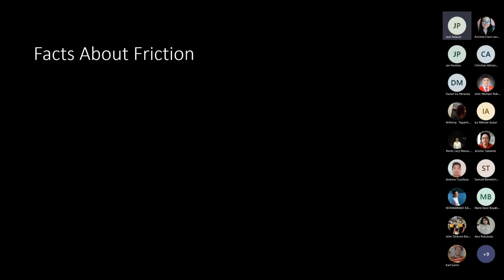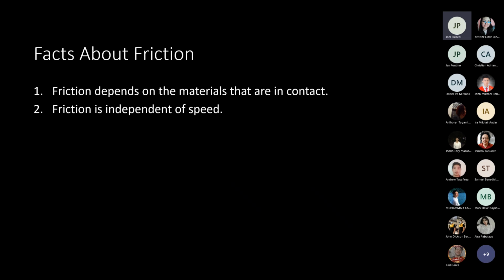What are the additional facts about friction? One, friction depends on the materials that are in contact. Frictional force between wood and steel is different from the frictional force between two wooden materials or two metal surfaces. Once a body moves past another body, no matter what the speed is, the magnitude of the frictional force will remain constant. In other words, friction is independent of speed.